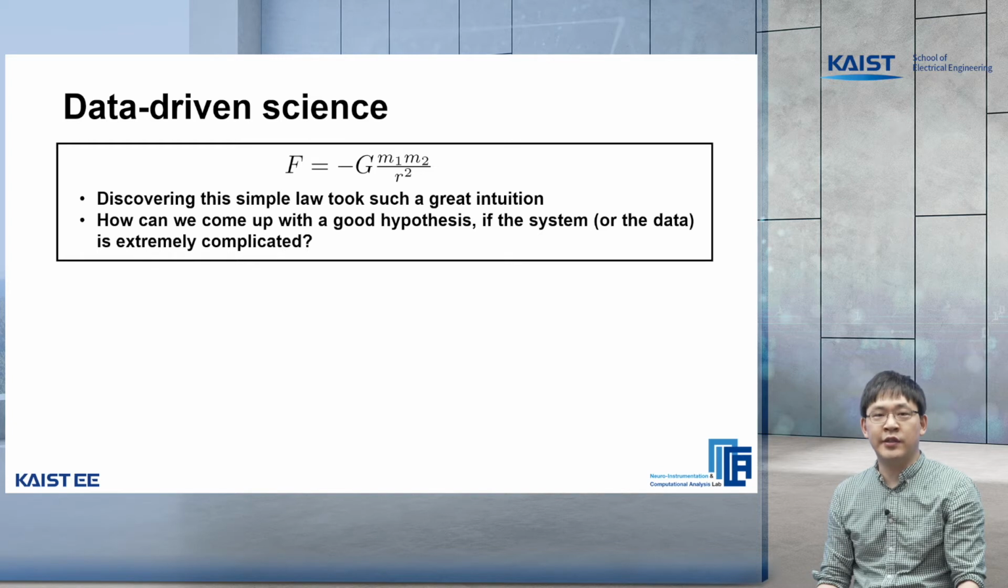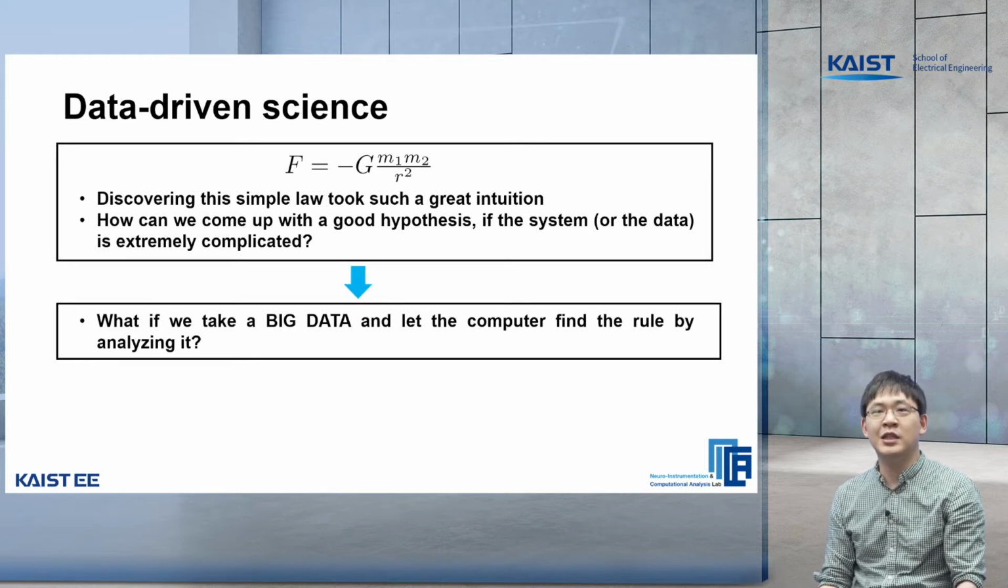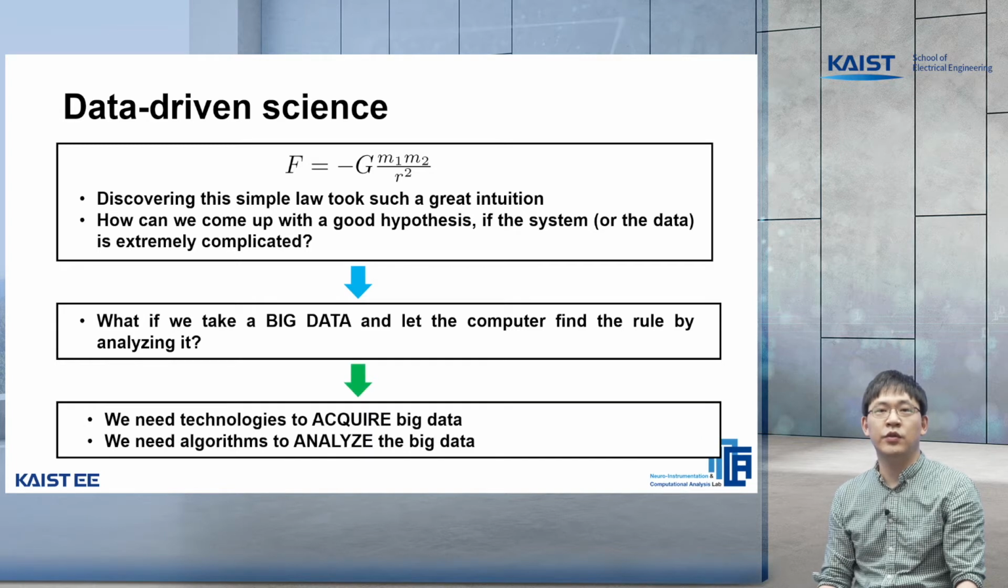Then we may ask ourselves, how can we possibly come up with a good hypothesis for a system that is too complicated and beyond human intuition? One possible solution could be, we can take a big data and let the computer analyze it to find the rules, which is kind of what we are already doing a lot with machine learning. To do that, we need technologies to acquire big data, and we also need algorithms to analyze the big data.